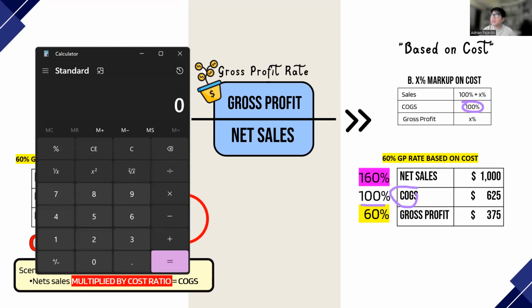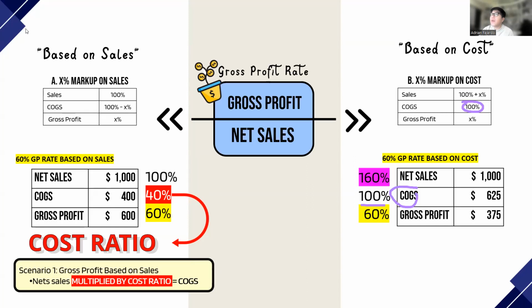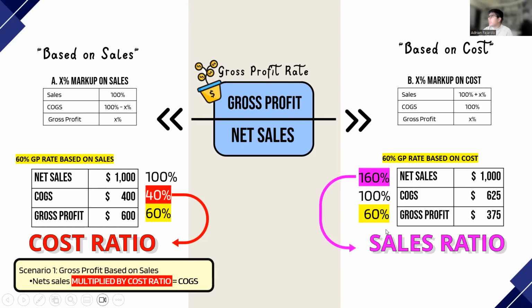It's basically 625 times 1.60% gross profit based on cost. So naging 1,000. So now, if 100% natin is COGS, itong net sales is comprised of the 60% gross profit, the 100% COGS, and now 160% si net sales. So, X percentage of markup on cost, ang 100% is si COGS. Therefore, yung 160% na yan is what you call your sales ratio.